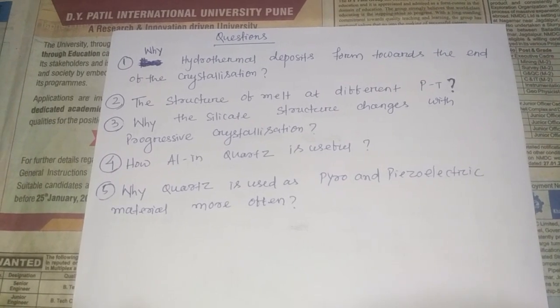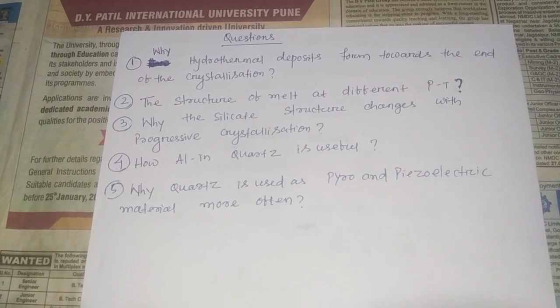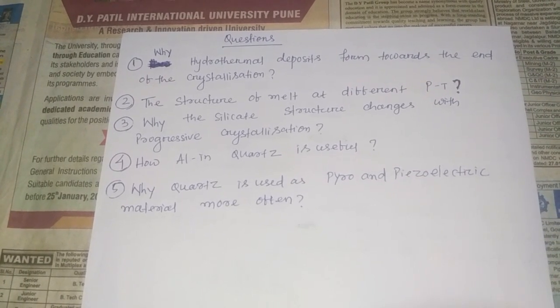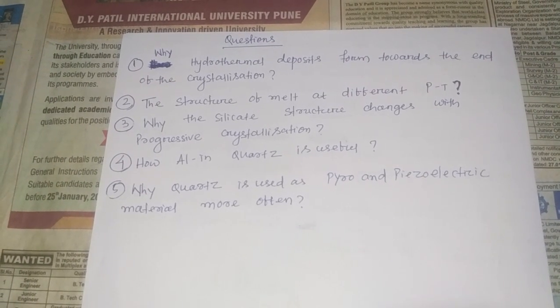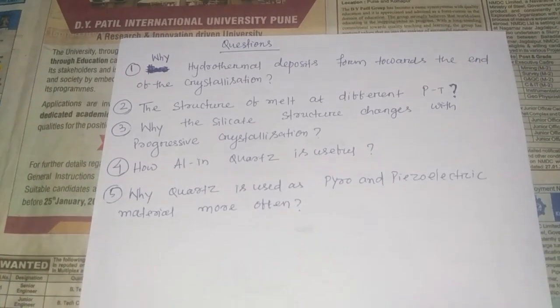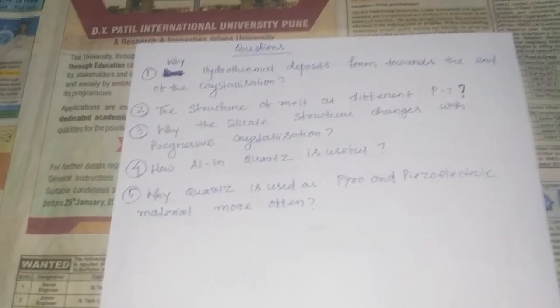So the questions are: why do hydrothermal deposits form towards the end of the crystallization? What is the structure of melt at different pressure and temperature? Why does the silicate structure change with progressive crystallization? How is aluminum in quartz useful, and why is quartz used as a pyroelectric and piezoelectric material so often?